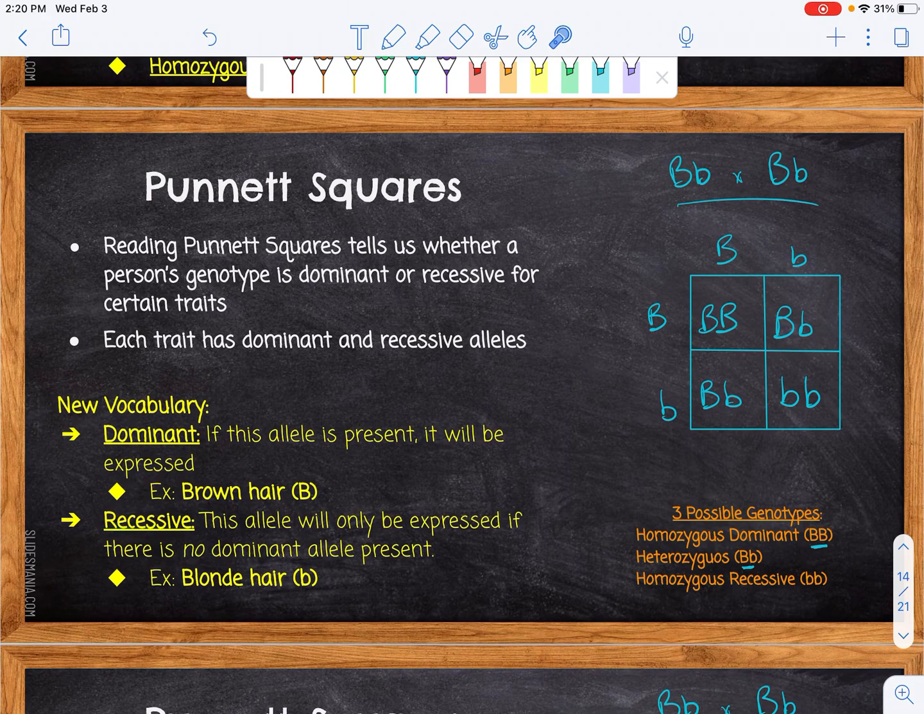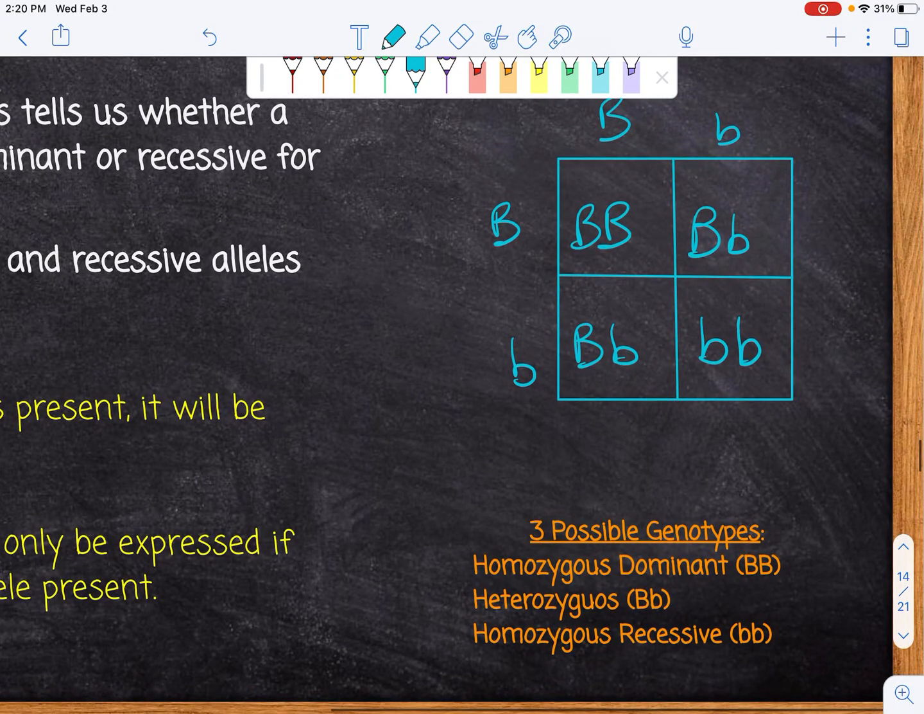Recessive alleles are kind of the opposite. A recessive allele will only be expressed if there is no dominant allele present. Think of it like they're shy. So blonde hair is my recessive allele. That's why it's lowercase. And for recessive blonde hair to be visible, we need for there to only be recessive alleles. So let's look at the example over here.